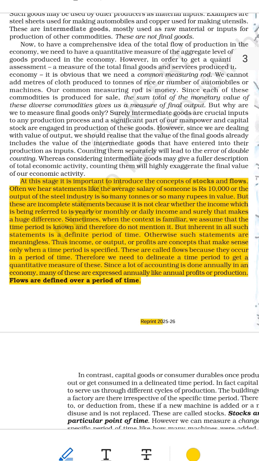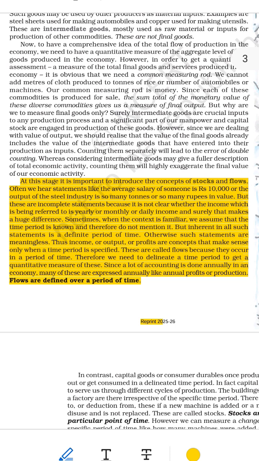One, stock: what you have at a moment, like there's 50,000 in the bank today, 5 kilograms of rice in the kitchen now, 2 bikes in your garage right now. This is like taking a photo of something and seeing what's already there at that moment. So, stock is something measured at one point in time. It tells you, how much is there now?